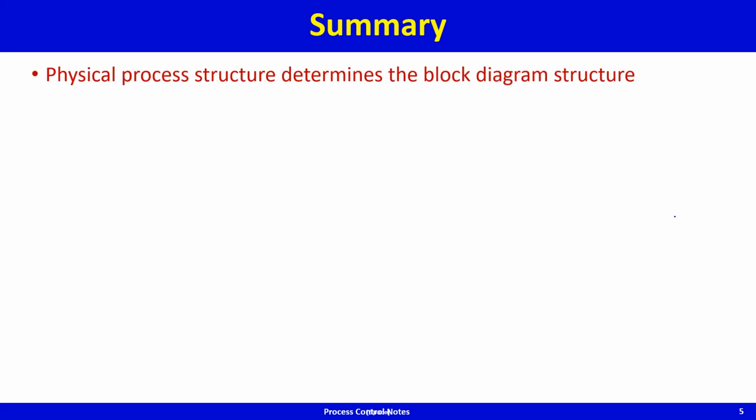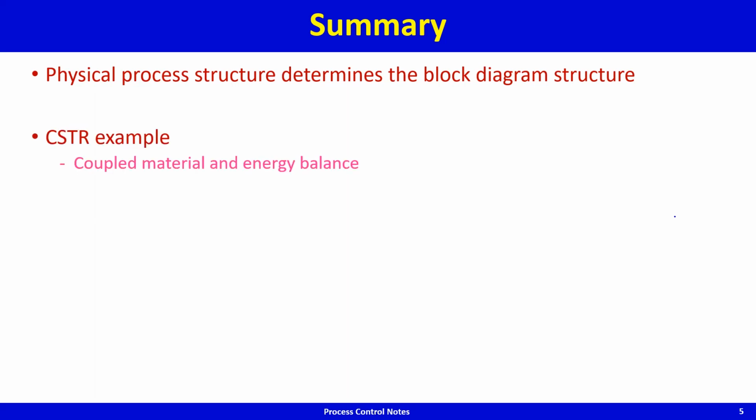So in summary, we have looked at some very simple systems, and based on the process structure and the flow of causes and effects, proposed very simple dynamic block diagram models to represent the dynamics of these simple systems. The key takeaway is that the physical process structure determines the block diagram structure. The other key takeaway, which I have not listed here, is you got to think through how the chain of cause and effects is flowing.